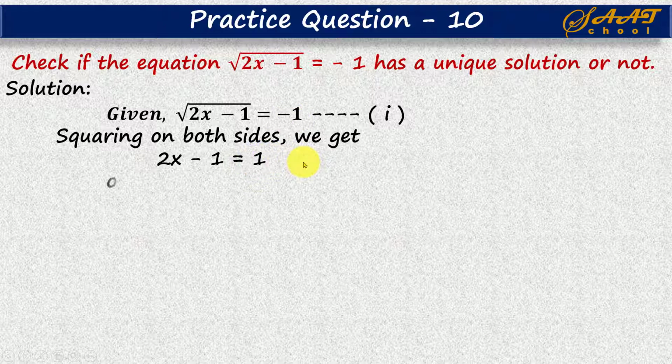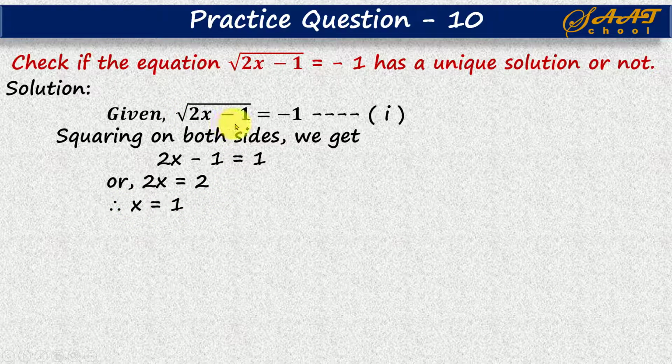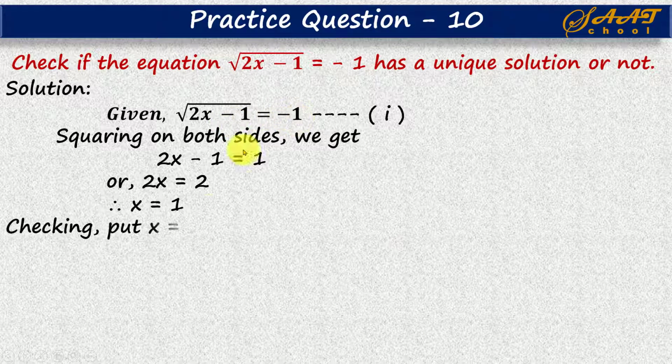Now you have to simplify the given equation. Once you simplify, you'll get the value of x equals 1. That is the value of the given variable. Now you have to check the value x equals 1 in the given equation, which is square root of 2x minus 1 equals minus 1. So checking, put x equals 1 in the given equation.